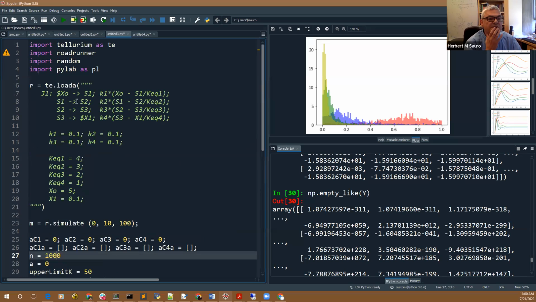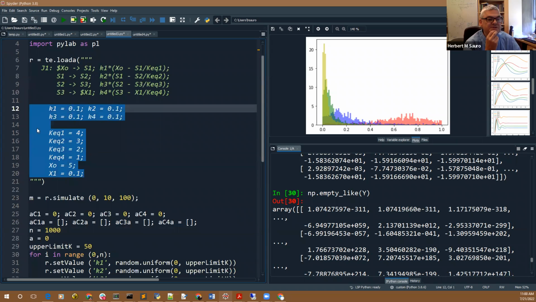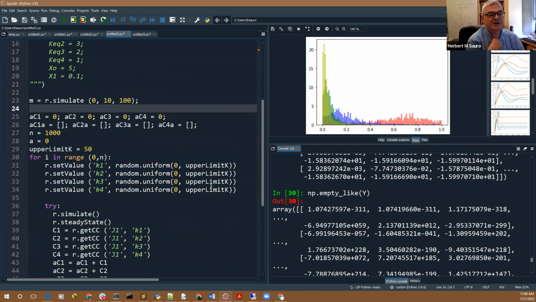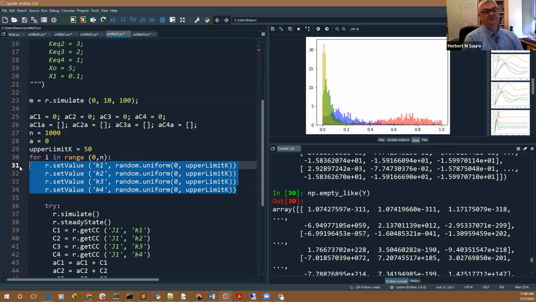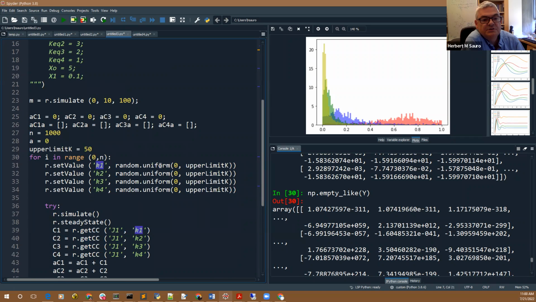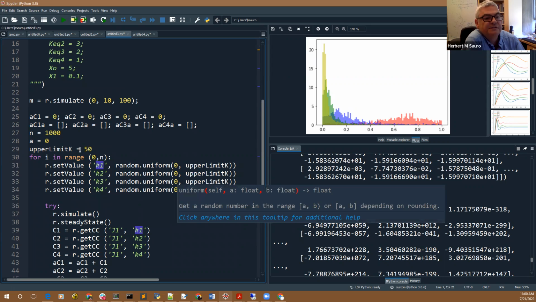Yep. So I've got a simple model here, 4 steps, all reversible, some initialization, and a simulation run. There's no point in doing that actually. What I'm going to do is compute the steady state 1,000 times, and I've got a loop here that loops over that 1,000 times. Each time I compute the steady state, I'm going to randomize the values of the rate constants. There are four rate constants here, 1, 2, 3, 4, and I'm going to randomize them using a uniform random number generator with an upper limit of 50.